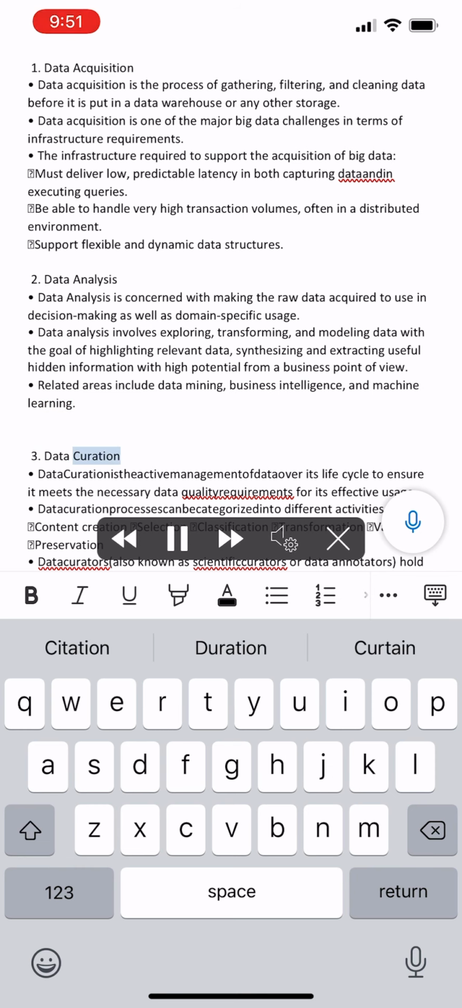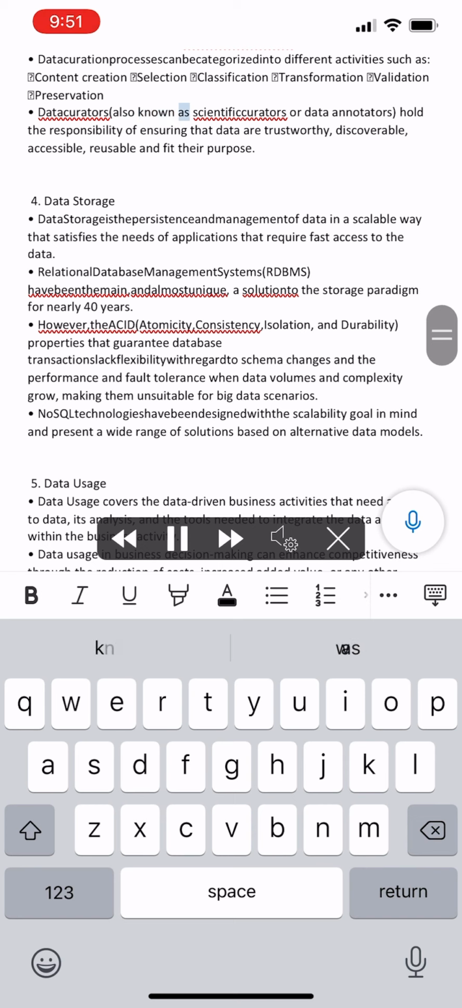3. Data curation. Data curation is the act of management of data over its life cycle to ensure it meets the necessary data quality requirements for its effective usage. Data curation processes can be categorized into different activities such as content creation, selection, classification, transformation, validation, preservation. Data curators, also known as scientific curators or data annotators, hold the responsibility of ensuring that data are trustworthy, discoverable, accessible, reusable, and fit their purpose.